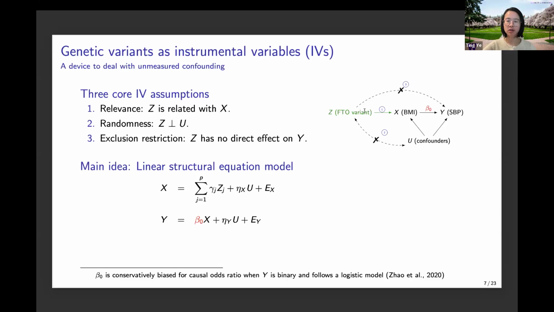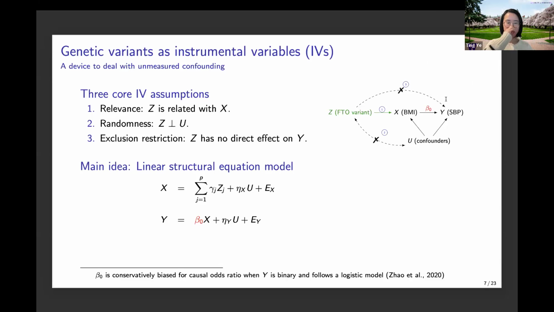So all its effect on the outcome must be exclusively mediated through changing the levels of BMI. And this is perhaps the most disputable assumption because many genetic variants are multifunctional. So they could influence BMI and they could also influence other traits, which may create this direct pathway to the outcome. But for most part of this talk, I'll focus on the setting where we ignore this violation of exclusion restriction problem. So we assume it is correct.